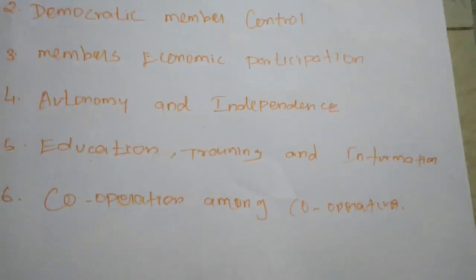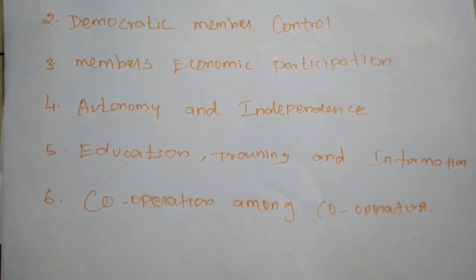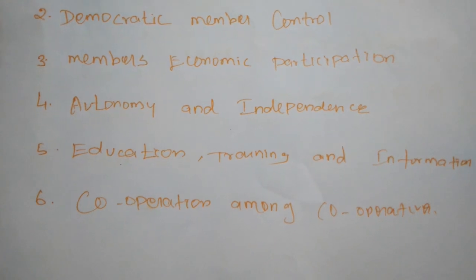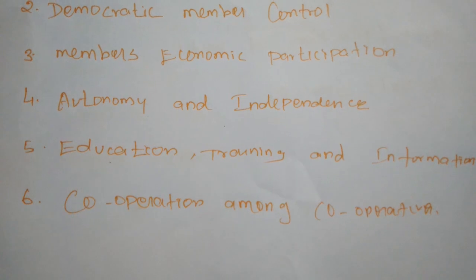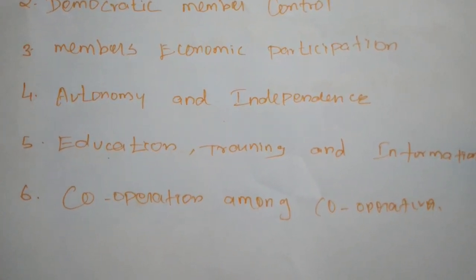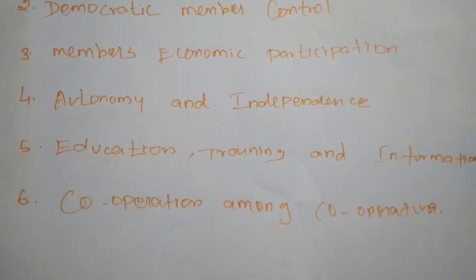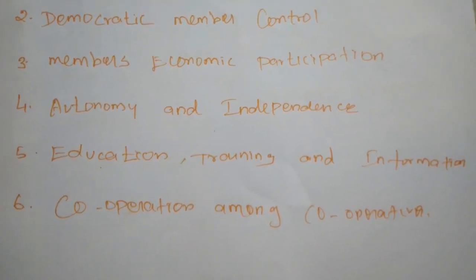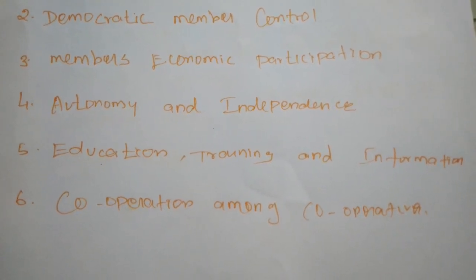Next, education, training, and information. In these cooperative organizations, many of the members may be uneducated, some people will need training, and some people don't know about the cooperative organizations. If people want to get proper training, the cooperative organization itself will provide the education, training, and information.